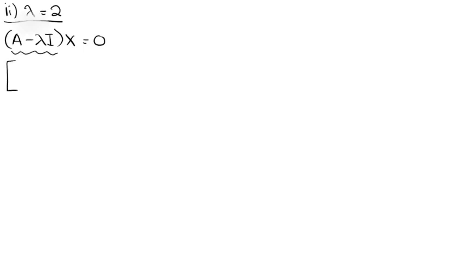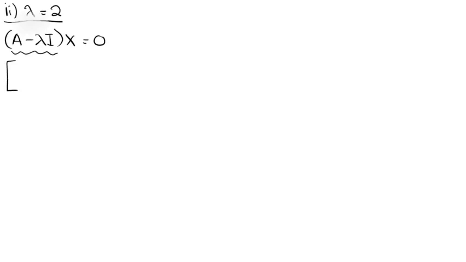Next we go for question number 2. Find the eigenvectors for lambda equals to 2. Okay, we copy back the system, (A minus lambda I) x equals to 0. So this one we got earlier.